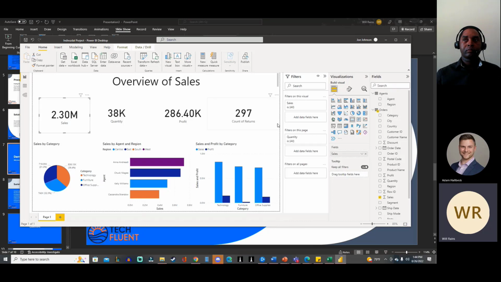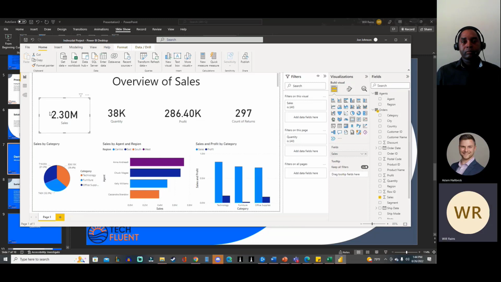So I did overview of sales. I started off with the total amount of sales, and I got this information from the sales template that TechFluent had given us. And so I implemented the data, imported from the Excel sheet that I had with the sales template, and copy and pasted all of the data into the Power BI application.